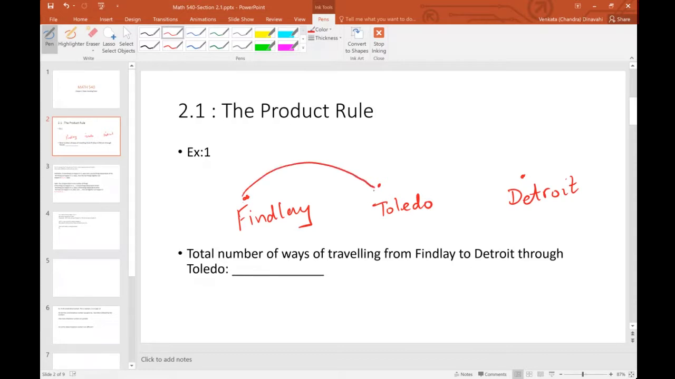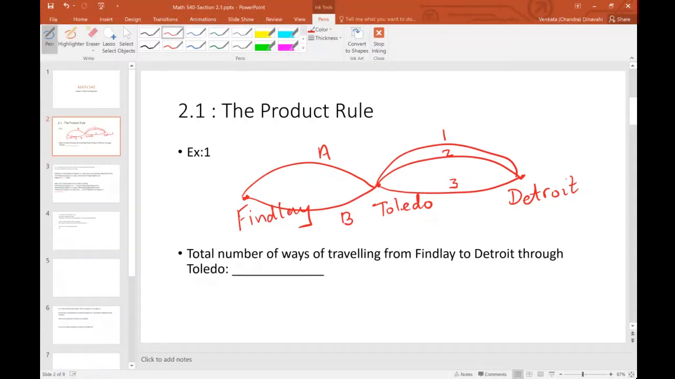Suppose there are two different routes from Findlay to Toledo, and I'll call these highway A and highway B. And suppose there are three different routes from Toledo to Detroit. Maybe I'm calling these highway 1, highway 2, and highway 3. Now I want you to find out how many different ways you can travel from Findlay to Detroit through Toledo. So you want to start from Findlay, go to Toledo, and then go to Detroit. How many different routes are possible?